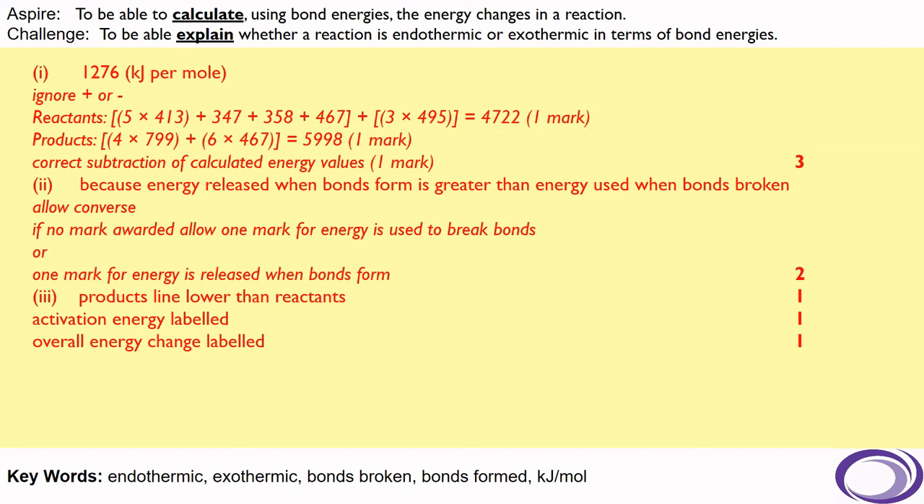Then your diagram should have the products line lower than the reactants with the hump for the activation energy labelled and the overall energy change labelled.